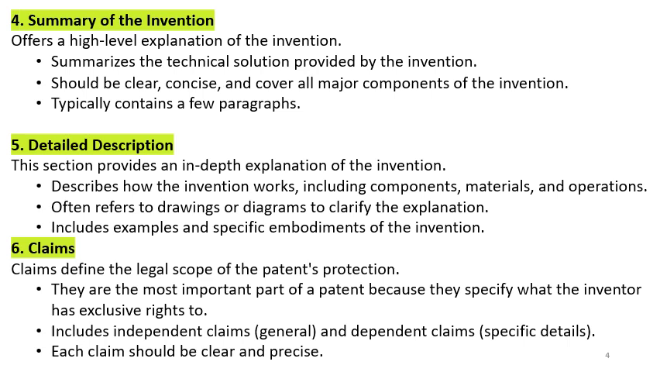Then comes the detailed description. The detailed description section provides an in-depth explanation of the invention and describes how the invention works, including components, materials, and operations. The description often refers to drawings or diagrams to clarify the explanation, and it includes examples and specific embodiments of the invention. So, the detailed description is the biggest part, you can say, for the explanation of the invention.